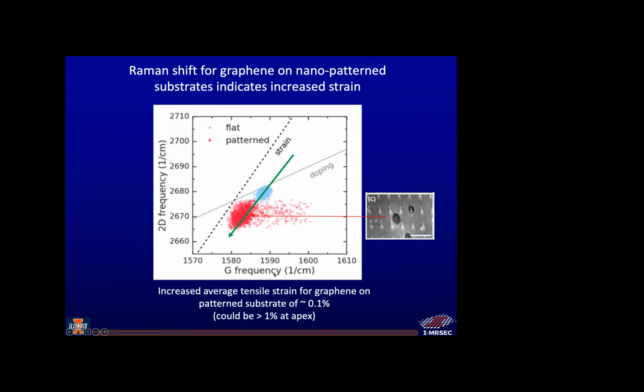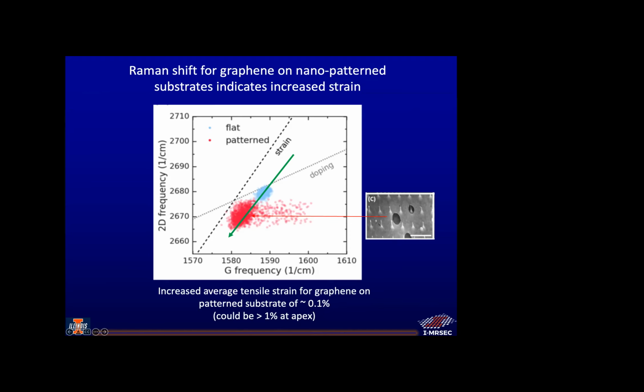Now, these pillars are separated by like 700 nanometers, so they're pretty well separated. So even getting a 0.1% strain on average is nice because we're getting device scale strain, whereas we think that at the apex of these pillars, the strain is actually greater than 1%. So very strong strain at the apex, but an average strain nonetheless across the entire device.